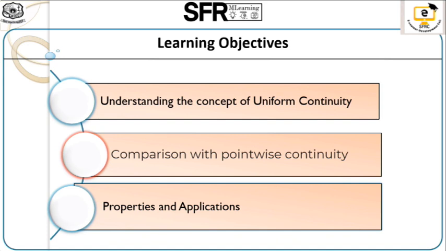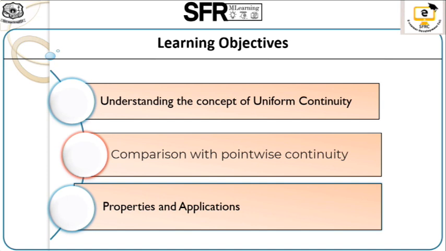Next, in uniform continuity, we are checking the continuity of the function in the whole domain. To check the uniform continuity of a function, first let us define a function f from the metric space M1 to M2, and we are going to check the continuity in the whole domain. For that we choose epsilon greater than 0, and corresponding to this epsilon, if we are able to find a delta such that the distance between x and y less than delta implies the distance between f of x and f of y less than epsilon, then we say that the function is uniformly continuous in the whole domain.